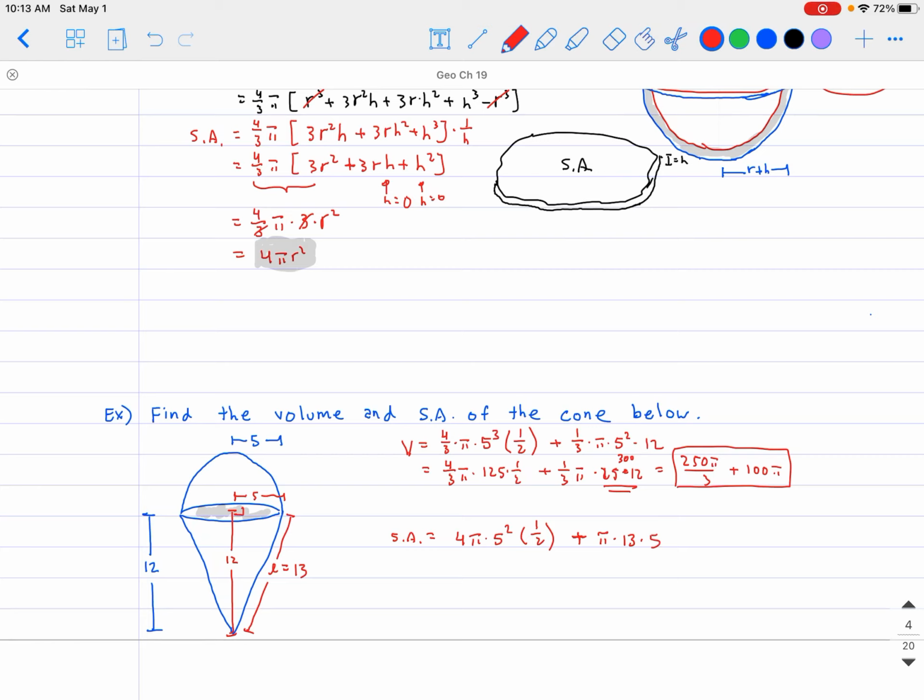So there we go. Now we just clean everything up. 125 over 2 times 4 pi over 4, it's 25 multiplied by 2, so that's 50 pi. And then plus, for the other part, that's going to be 65 pi. So 115 pi is going to be my surface area. And remember, for the sake of units, this one is units squared, whereas the volume is going to be units cubed.